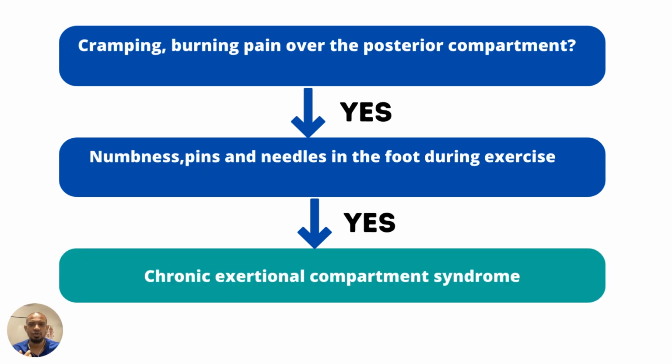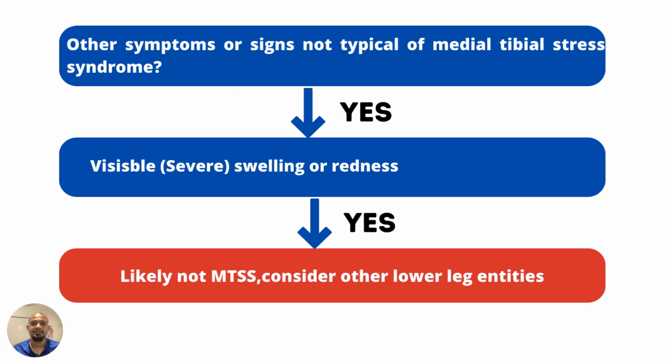So the next question would be, do you have cramping or burning pain in your calf? Or do you have numbness or pins and needles in your foot during exercise? If you have answered yes to either of those questions, then you may have to consider other diagnoses such as chronic exertional compartment syndrome. And if you have other symptoms or signs not typical of medial tibial stress syndrome, such as visible severe swelling or redness, then it is not associated with MTSS, okay?